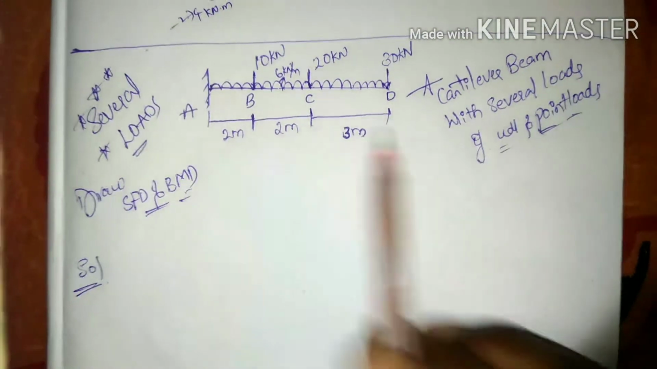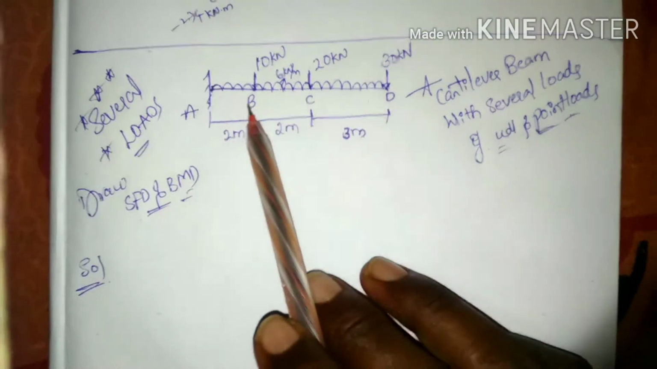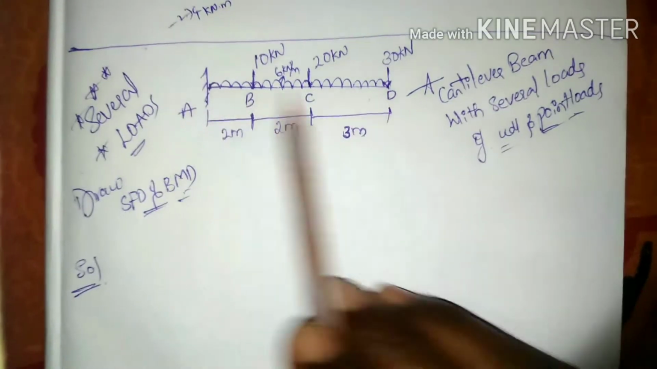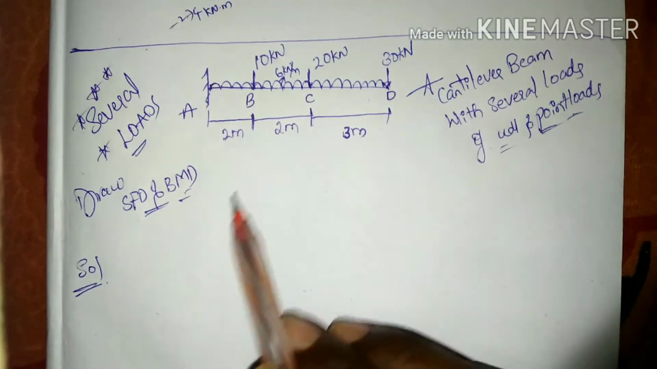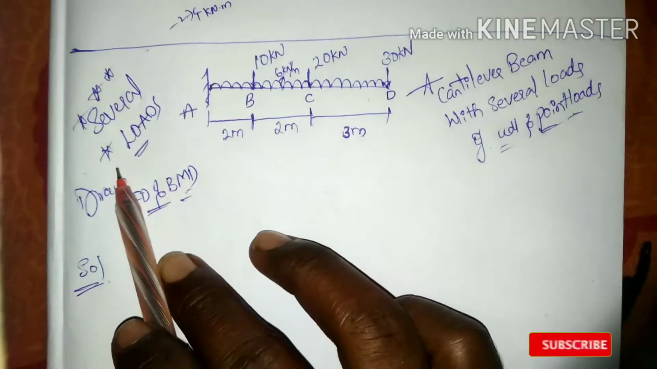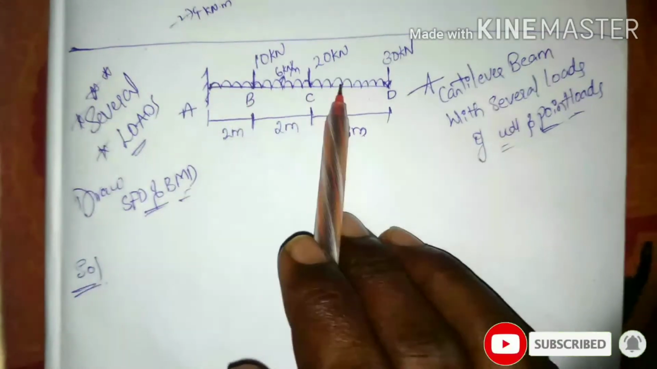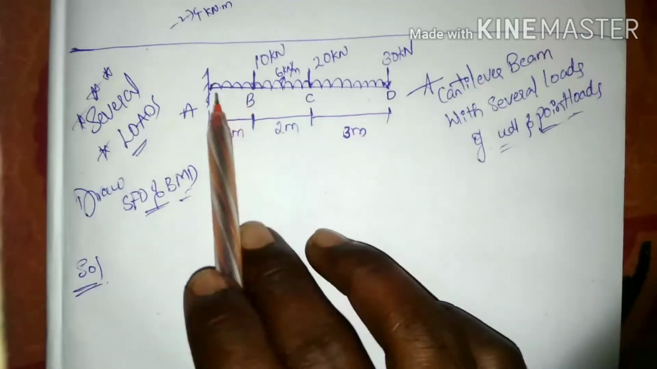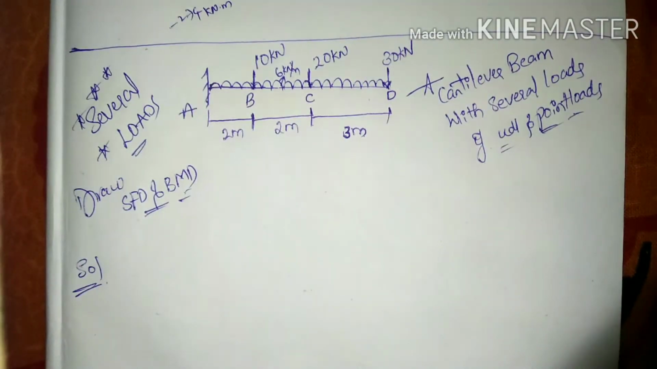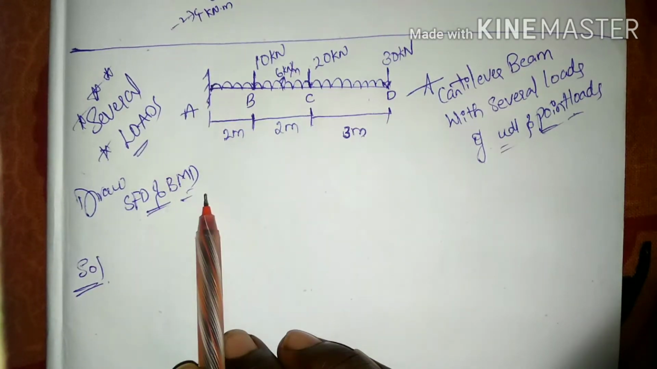Today we are going to see a cantilever beam which is subjected to point loads and a UDL for the entire span. This can also be called several loads because there is more than one, so the loads are called several loads. For these we are going to draw the shear force diagram and bending moment diagram.